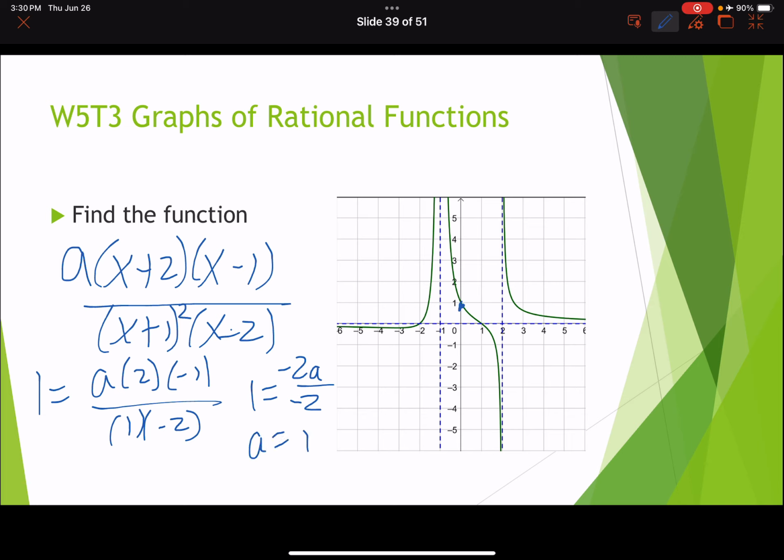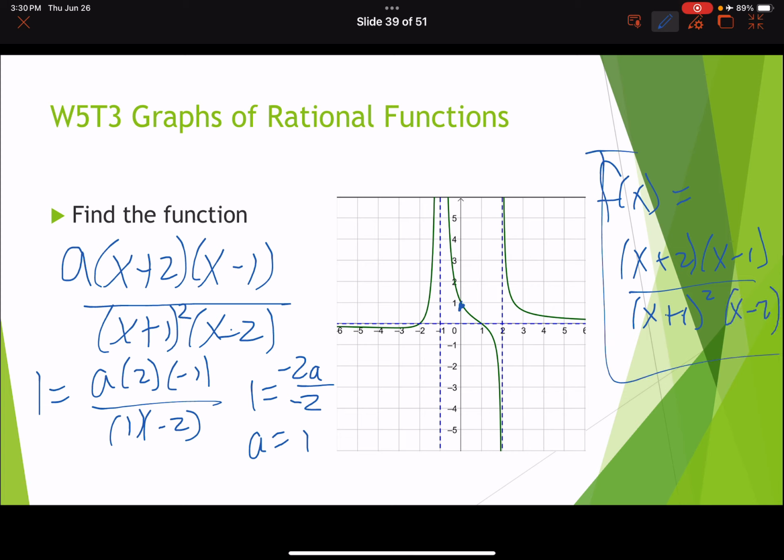So what that means from all this is that our function, f of x, is just going to be x plus 2 times x minus 1, divided by x plus 1 squared times x minus 2. There would be our answer. So again, you're going to use multiplicity not only for zeros, but also for vertical asymptotes. If the ends are going in the same direction, it's multiplicity 2. If they're going in opposite directions, multiplicity 1.